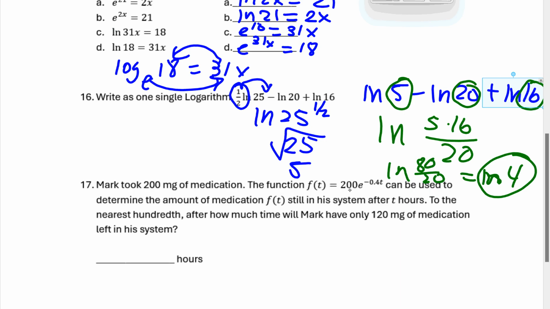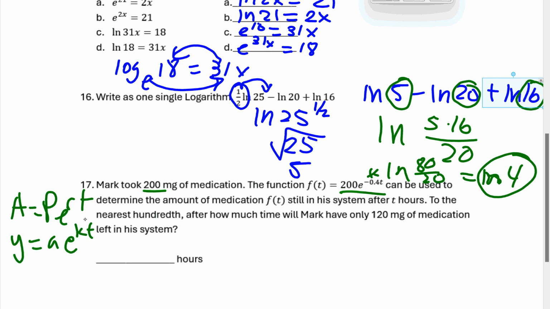Okay, last couple. I'm starting with 200 grams. Here's my function, here's my k value. I'm really just using a pert, or y equals a e raised to kt. Same thing. I want to figure out when I get down from 200 to 120. So I want to get down to 120 after so many years, right? When I start out with 200, and here's my rate. So I want to solve for t.